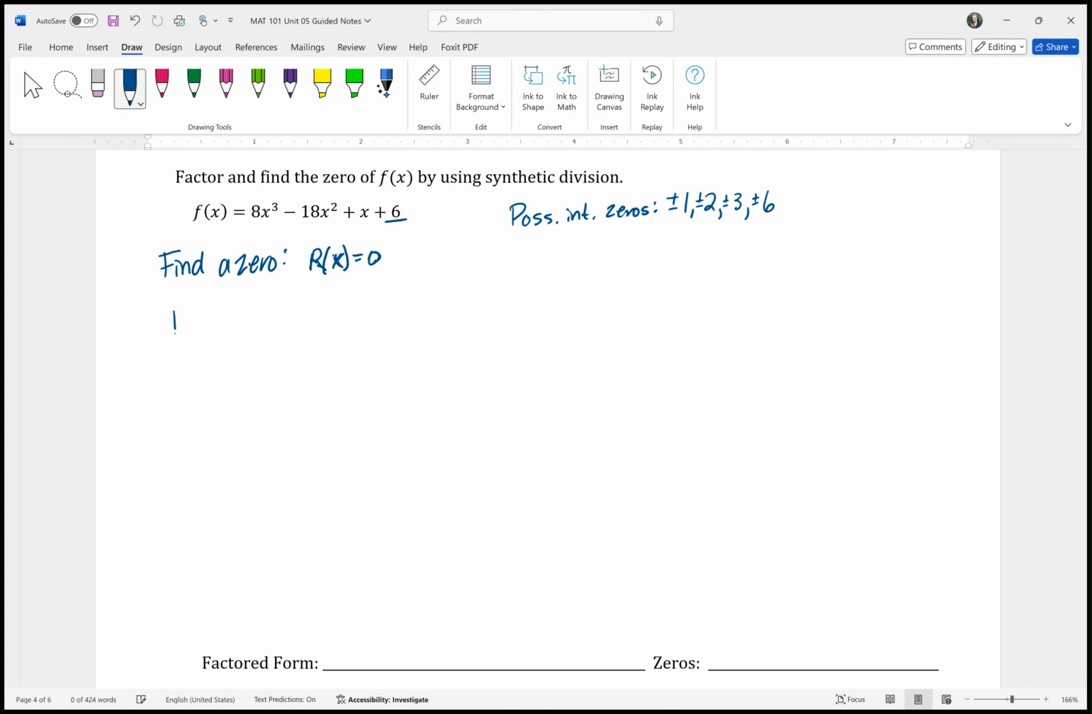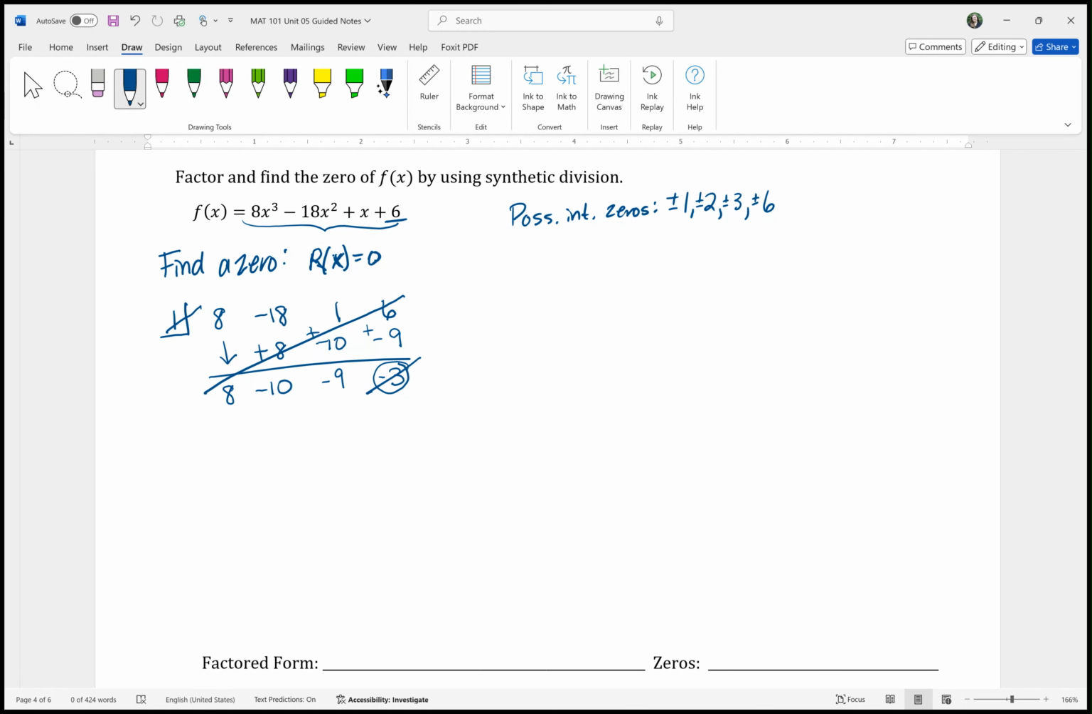So we're going to do 1, and we're grabbing all of these coefficients for our function: 8, negative 18, 1, and 6. Skip a line, draw a line. Let's do synthetic division. Bring down the 8. 1 times 8 is 8. Negative 18 plus 8 is negative 10. 1 times negative 10 is negative 10. Add, 1 plus negative 10 is negative 9. 1 times negative 9 is negative 9. Add and we get negative 3. So this is not 0, which means 1 is not going to work.